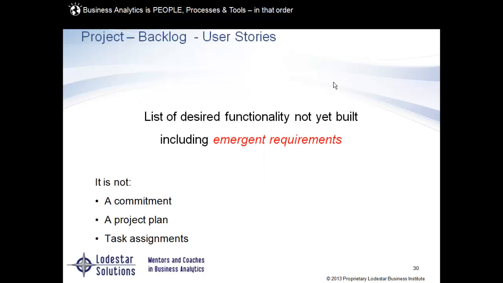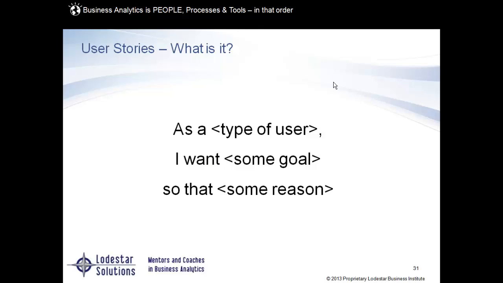Let's talk about some of the things that are used in an Agile project. We've got user stories. User stories is a huge part of how a project works. It is a list of desired functionality that's not yet built, but I am expecting emergent requirements. This is not a commitment. It's not a project plan, and it doesn't include task assignments. We will have a project plan, we will figure out tasks, and we will assign them to people. But user stories are solely for me to understand what I am building.